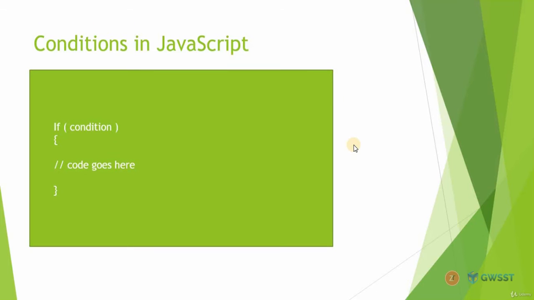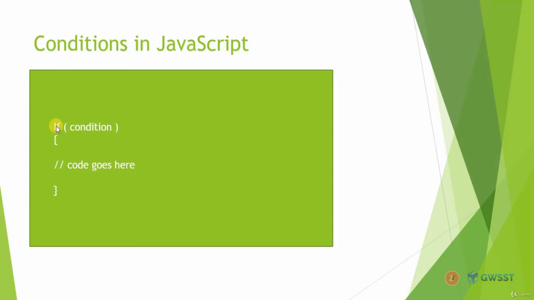In every programming language, we have something called conditions. Basically, a condition is more like a true or false scenario. If something is true, we have to do something. If something is false, then we'll have to do something else. A typical condition looks like this.